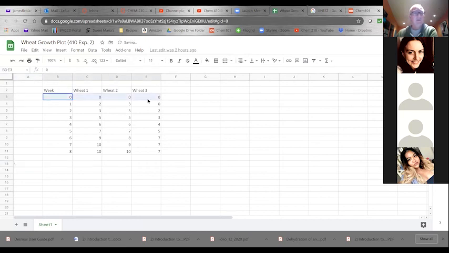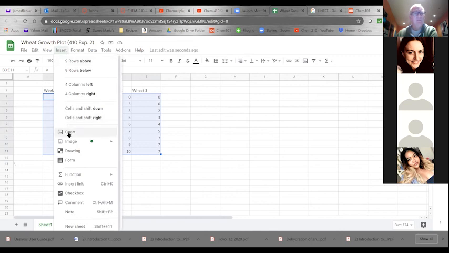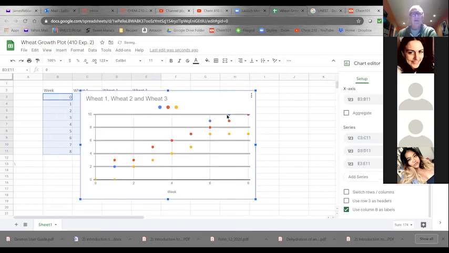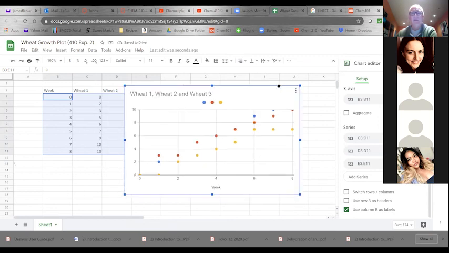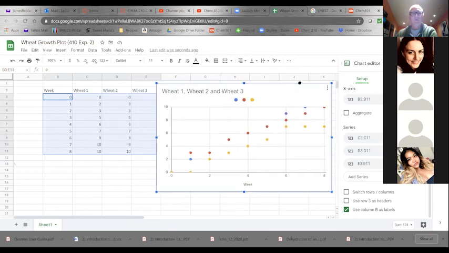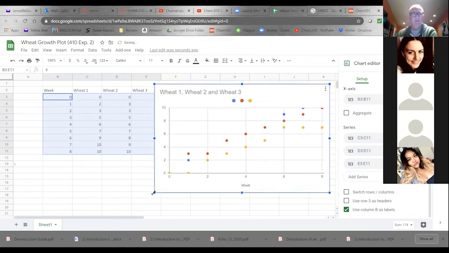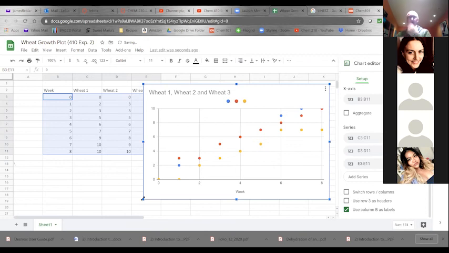So we just select and insert chart, and then boom, it automatically does that for us. And then we can make this larger or smaller. You can see that it's not quite as nice as Excel. We don't have quite as many lines on it, but it does do a pretty good job of doing it quickly for us.